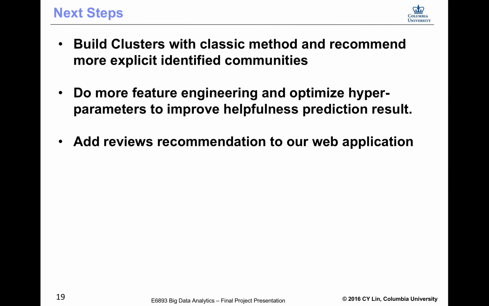And we can do something in the future to improve our project. For example, for recommending friends to users, we can build clusters with classic methods and recommend more explicitly identified communities. And for recommending useful reviews, we can do more feature engineering and hyperparameter optimization to improve our prediction accuracy. And also for our web application, we can add the reviews recommendation part.